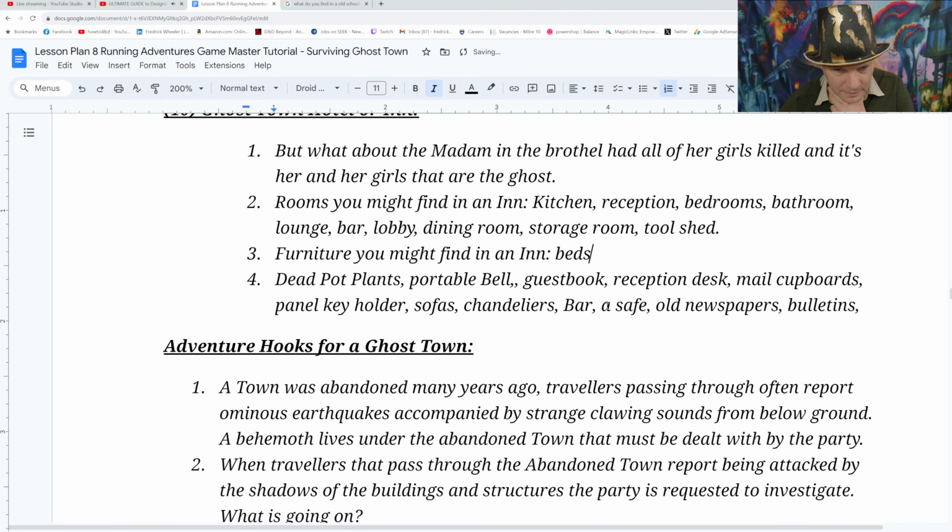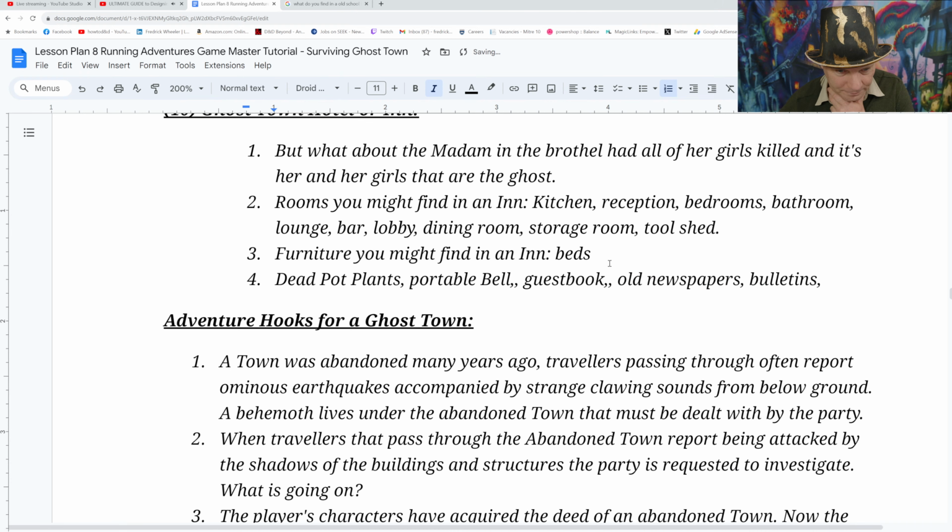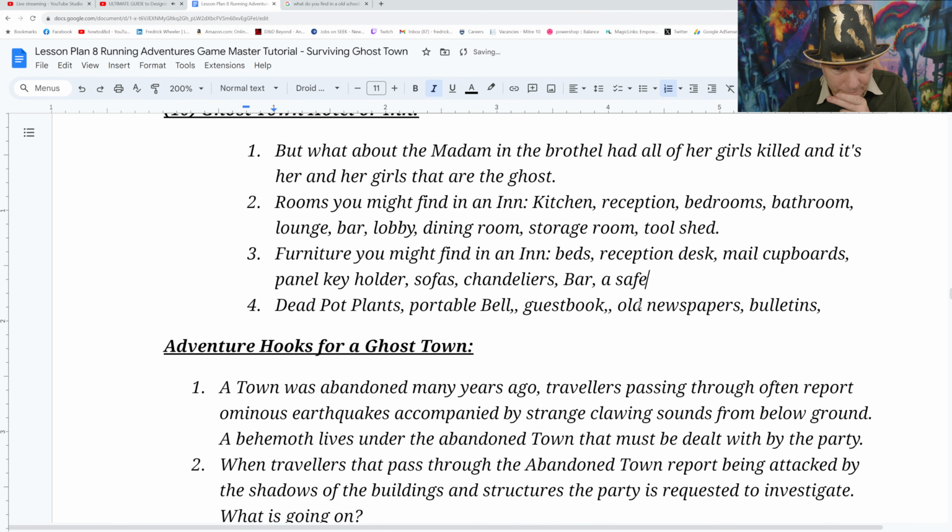Okay, beds. That's pretty obvious. Reception desk, mail cubby hole. Yes, sofas, chandeliers, the bar, a safe. Okay, let's go cut. Paste.